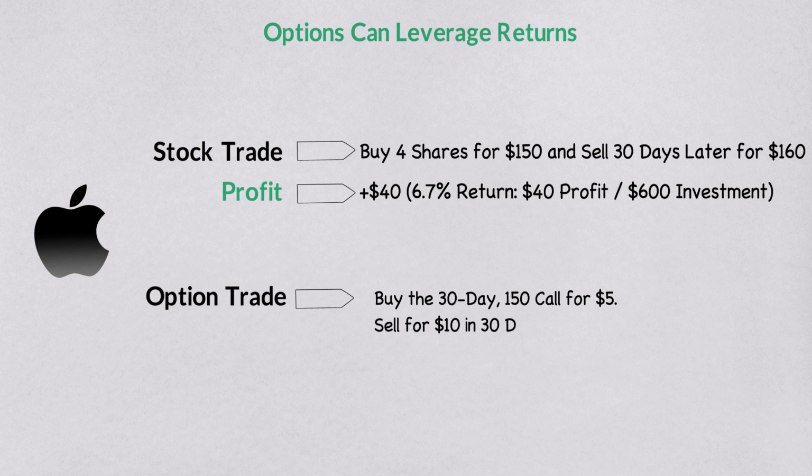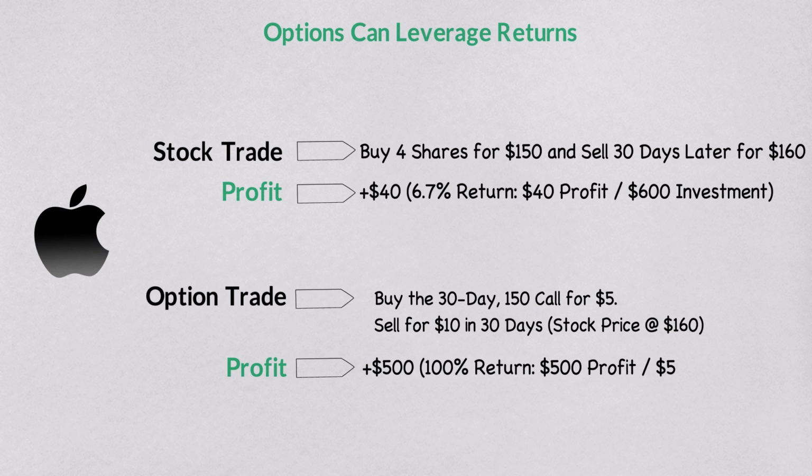So let's say we bought the 30-day 150 call option for $5, and with the stock price at $160 30 days later, we sold that call option for $10. Now, the profit on that trade would be $500 because the option price increased $5 from where we purchased it. Now, remember, a standard option contract has a contract multiplier of 100, so that $5 increase in the option price actually represents a $500 profit. Now, since we paid $500 for that option and we sold it for $1,000, our return is 100%.